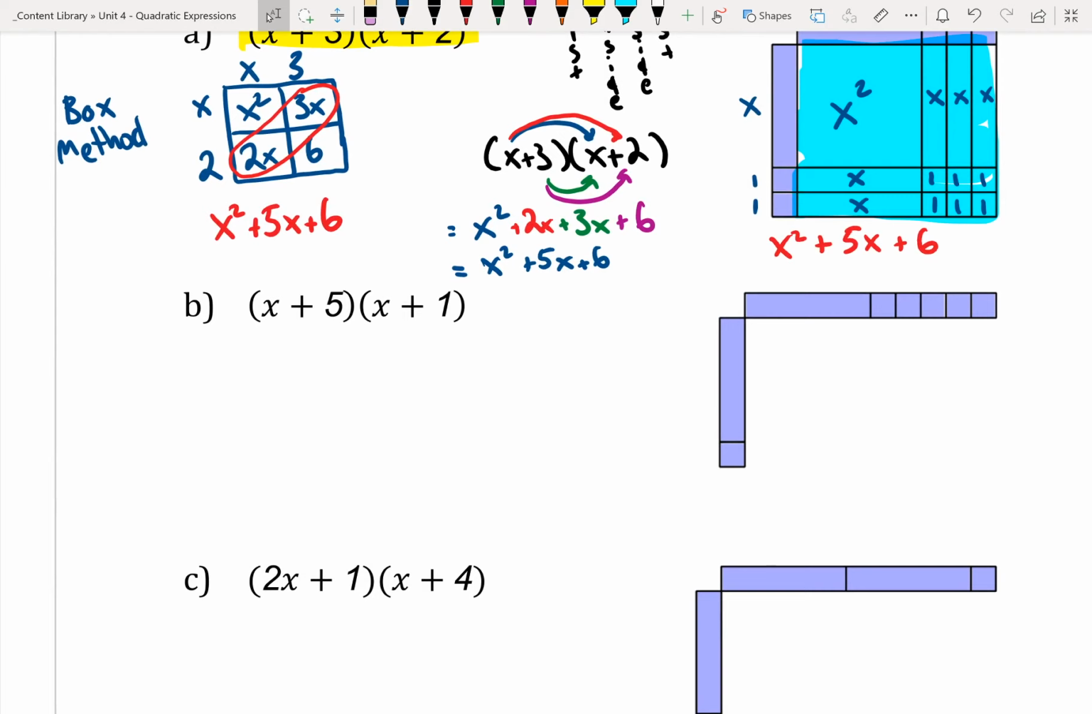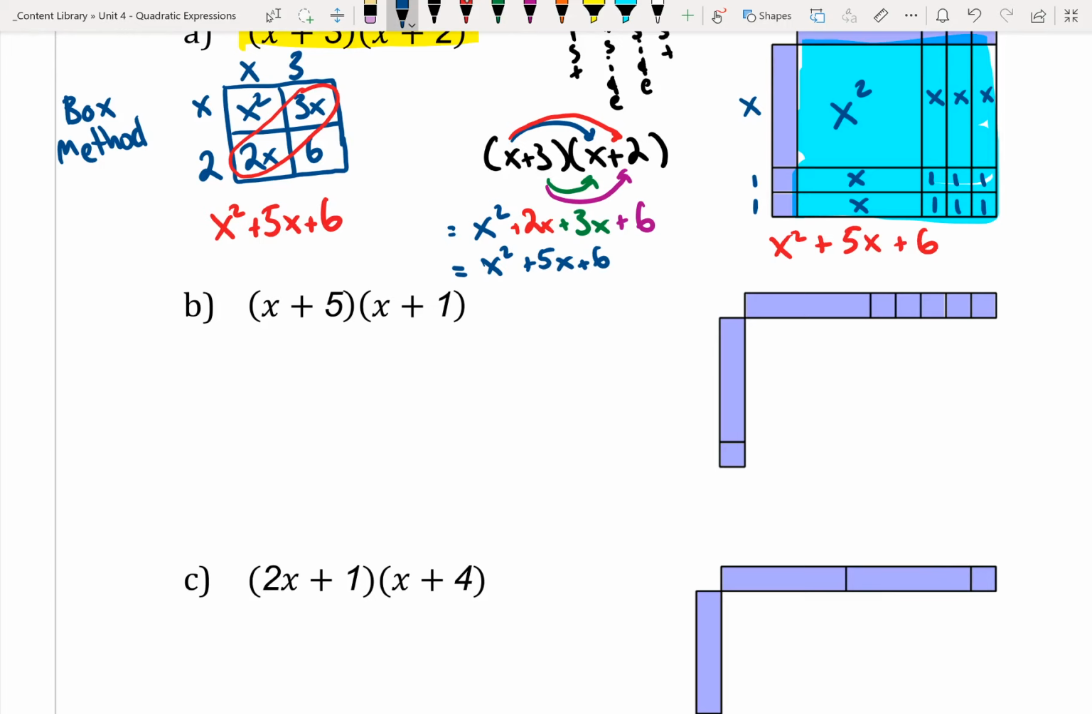I'm going to go through B again, and I'm going to do the same thing. I'm going to show you the visual way of it, and I'm only going to show the box method. And then for C, I'm going to show you the visual way and the FOIL method. So you'll get more examples of each. Again, it doesn't matter which one you choose, just whichever one you're comfortable with.